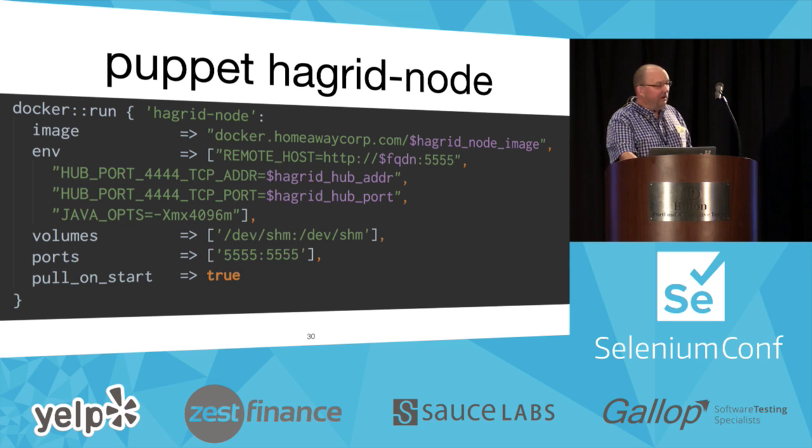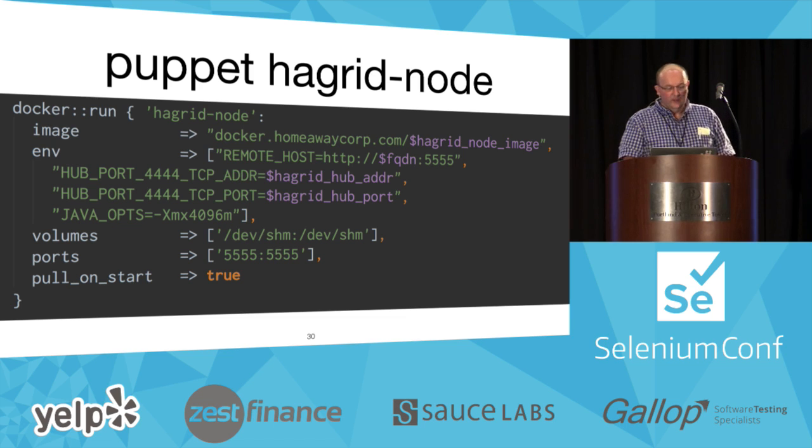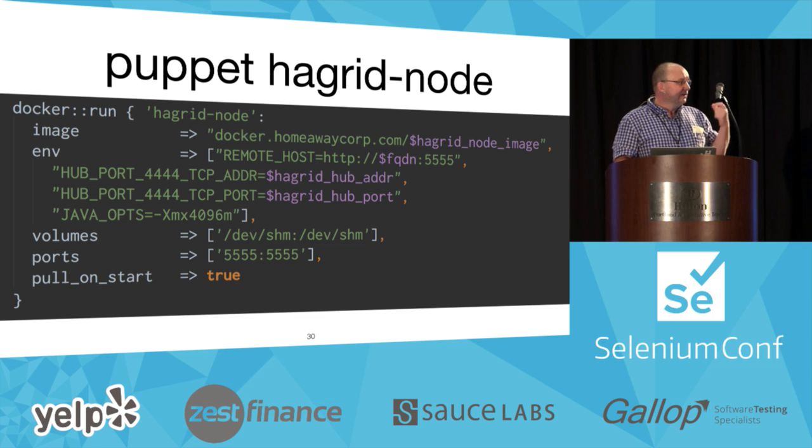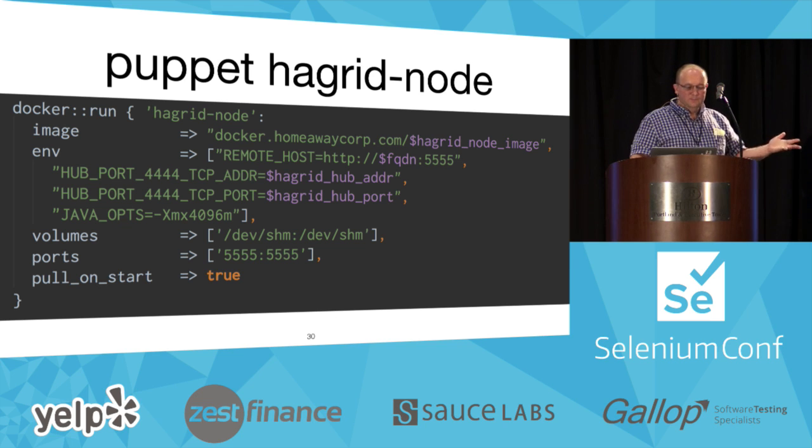This is the entire code currently needed to run a node. So again, the image is either a Chrome or a Firefox. There are 3 pieces of configuration. What we need is to tell the hub, hey, I am the node and my remote host URL is this fully qualified domain name. And please talk to me on port 5555, which is where we publish the ports. And we also need to tell the node, by the way, the hub address is this, and the port is this, which is usually 4444.